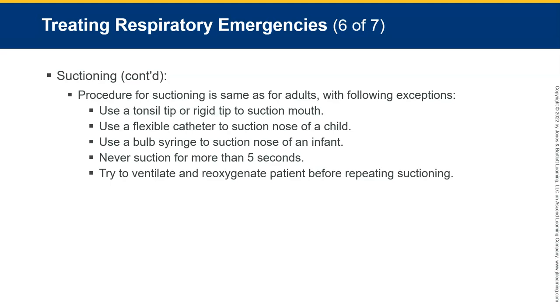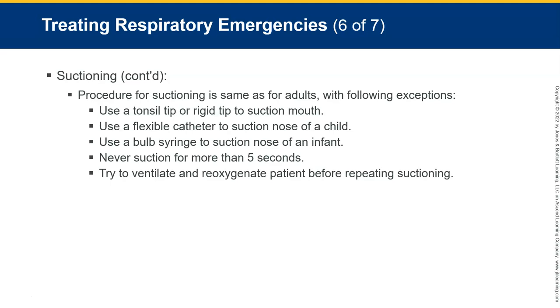The procedure used for suctioning infants and children is the same as with adults, with a few exceptions. You want to use a tonsil tip or a rigid tip to suction the mouth. Don't insert the tip any farther than you can see. Use a flexible catheter to suction the nose of a child, and set the suction on low, maybe medium power. This is all the kind of stuff that you want to follow however your service does it.